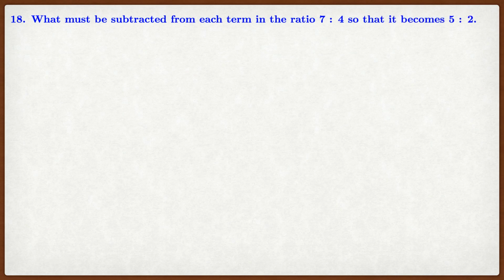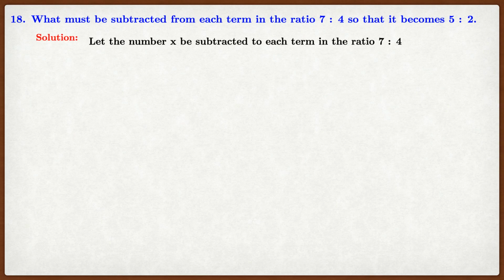18th problem. What must be subtracted from each term in the ratio 7:4 so that it becomes 5:2? Previous problem we added some terms. In this we are going to subtract some term. Solution. Let the number x be subtracted to each term in the ratio 7:4. So we are subtracting x. Therefore, (7 minus x) by (4 minus x) equal to 5 by 2.